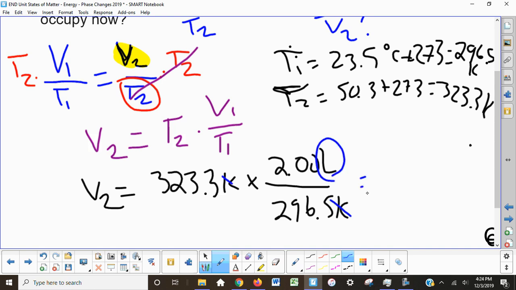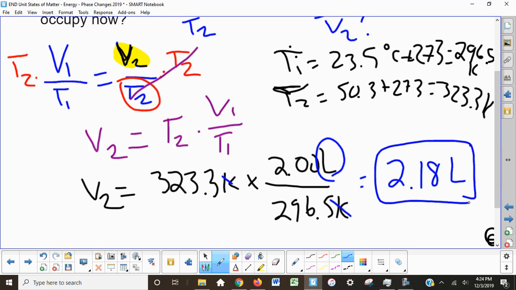When I solve for this, 323.3 multiplied by 2, and then divide it by 296.5, I'm going to get 2.18 liters. Temperature went up, so volume should go up. It went up a little bit.